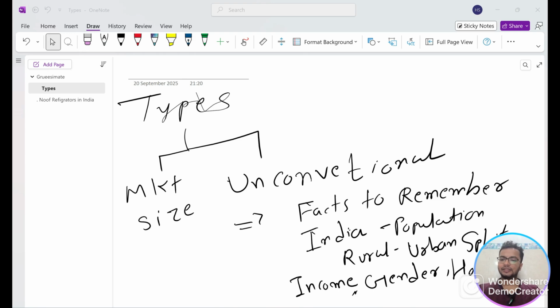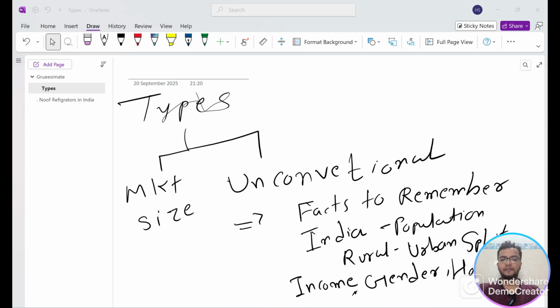The first is the common guesstimate, which is called a market size guesstimate. तो मार्केट साइज guesstimate में क्या होता है? मार्केट साइज guesstimate में they will tell you to find the number of something. For example, they will tell you to find the number of refrigerators in India, the number of people who are smokers in India, or the electricity consumption in a particular city. So these are the common and general guesstimates.